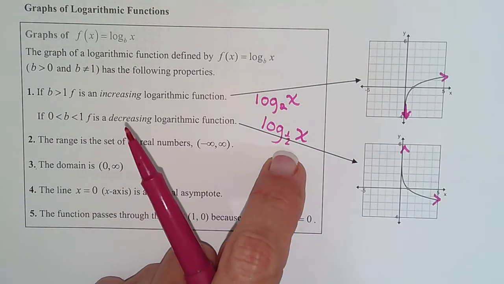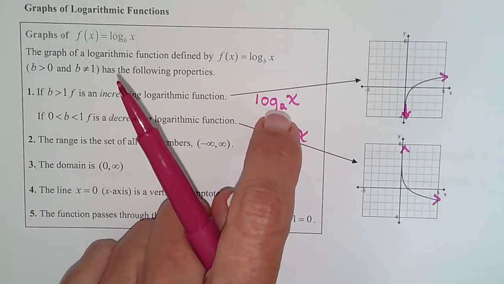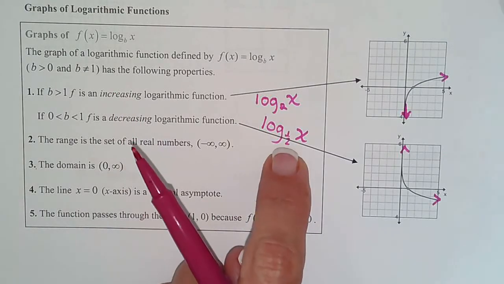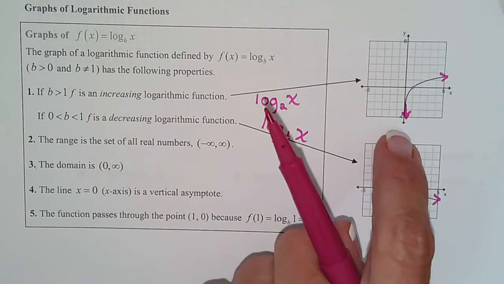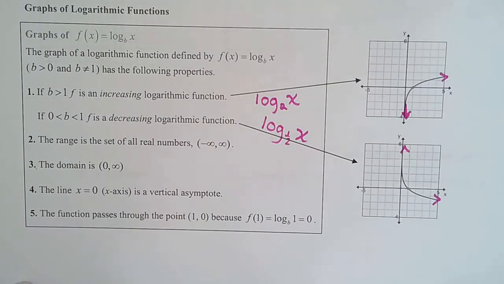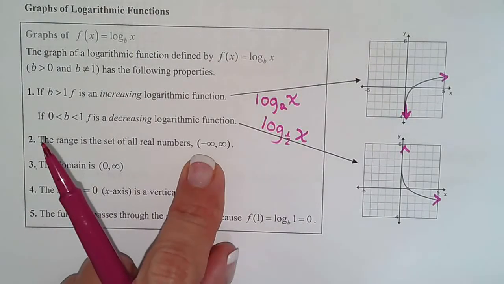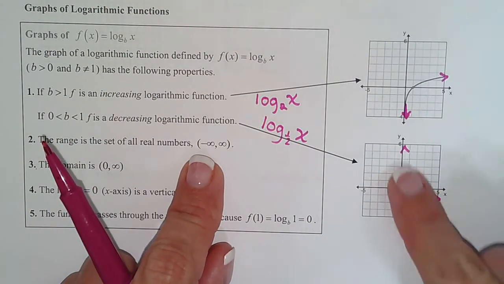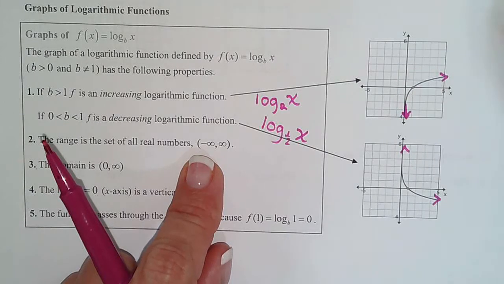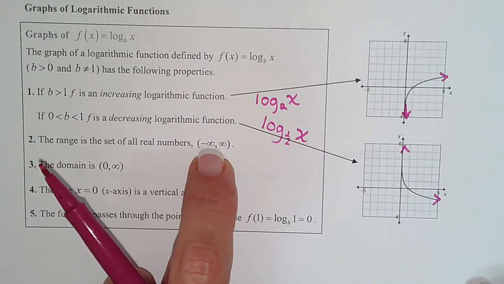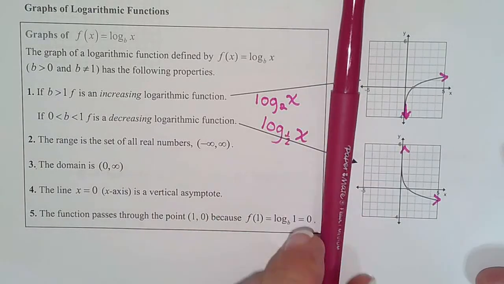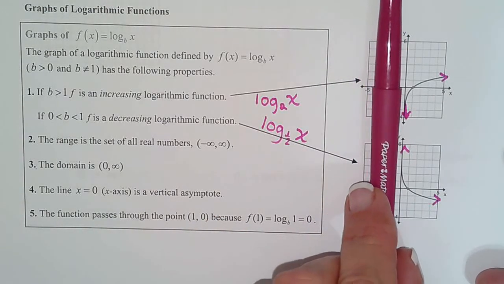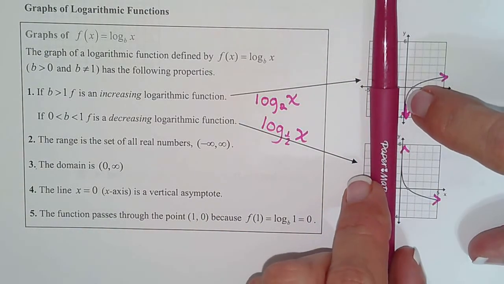And just like exponentials, because they're inverses, they share a lot of properties. When the base is larger than 1, it was increasing. When the base was between 0 and 1, which means it's a fraction, it's decreasing. So going from left to right, it's going down. The range goes down forever and up forever, is all real numbers, negative infinity to positive infinity.